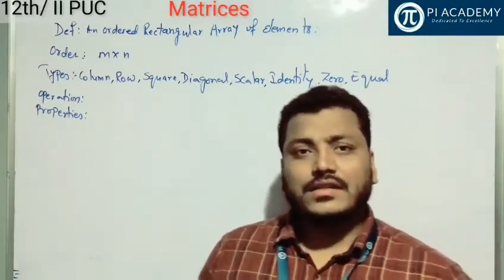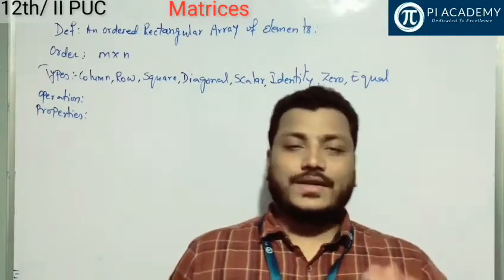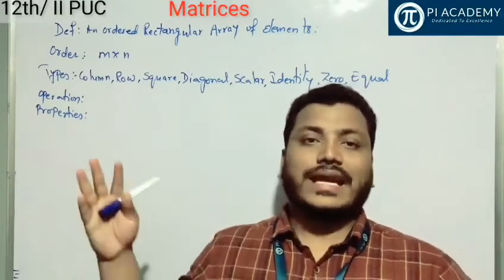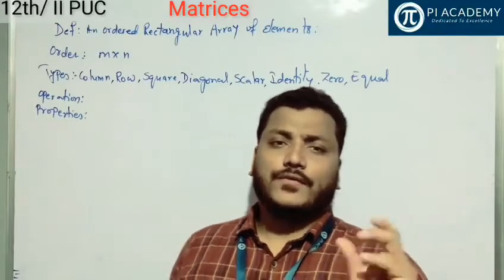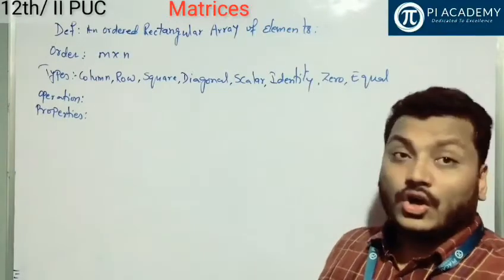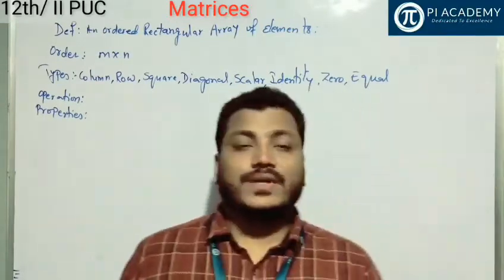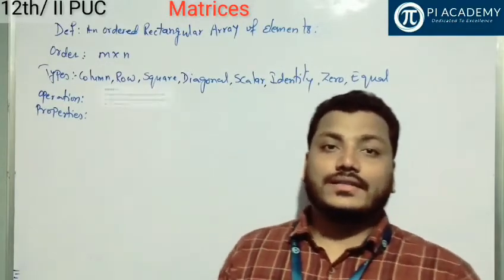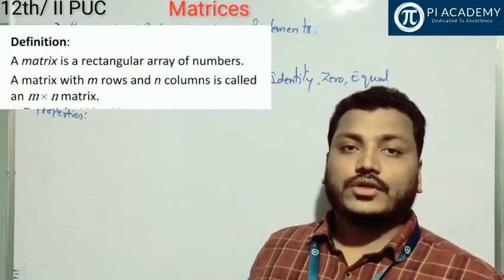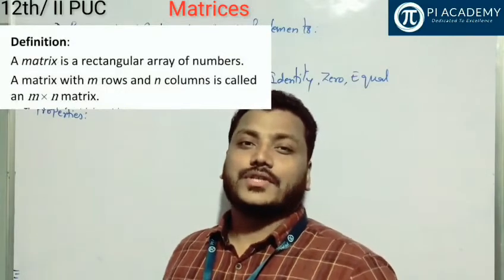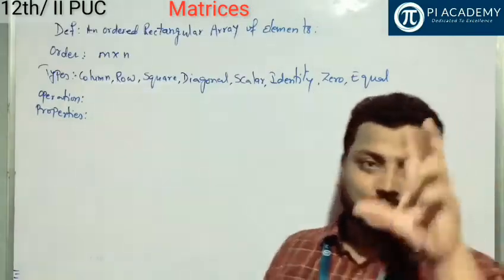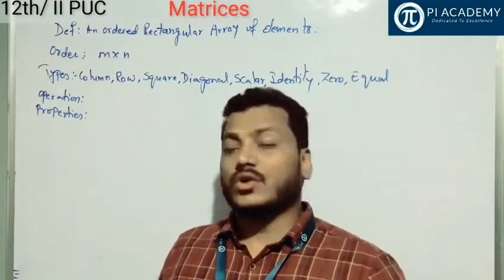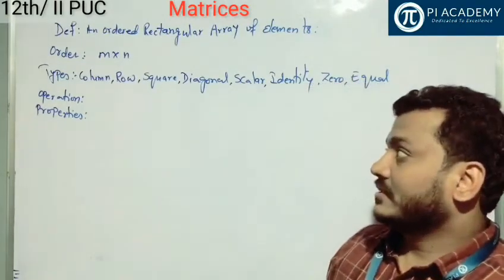In common language, in general terms, you can say that if it consists of rows and columns, it is known as a matrix. Simply we can say that. But if you want a formal answer or the definition for the exams, you can say that it is an ordered rectangular array of functions or elements. That is your definition of the matrix. Means if it is in the form of rows and columns, it is called a matrix.